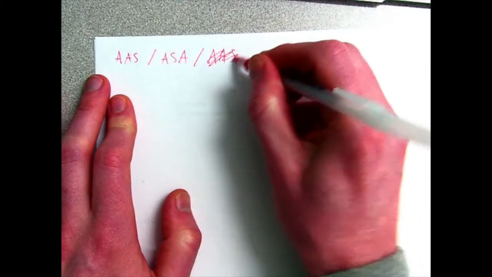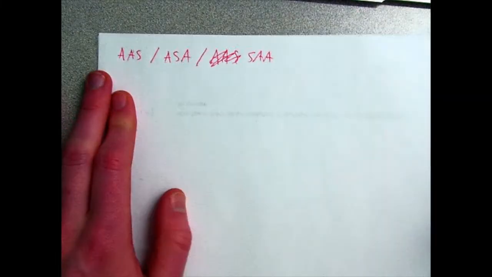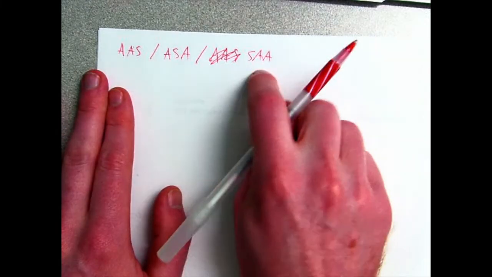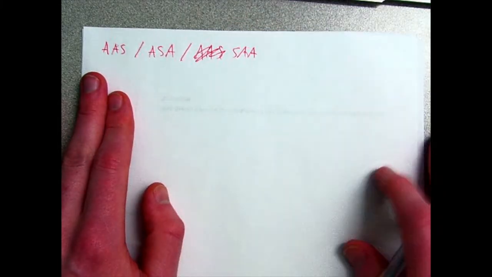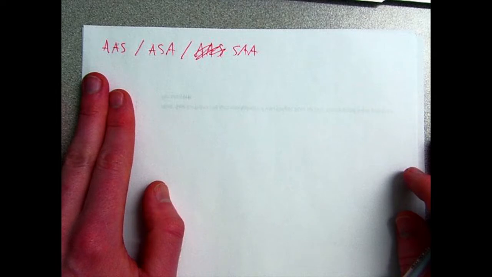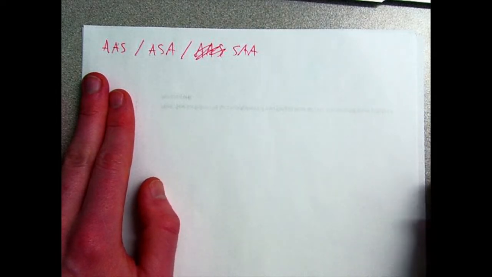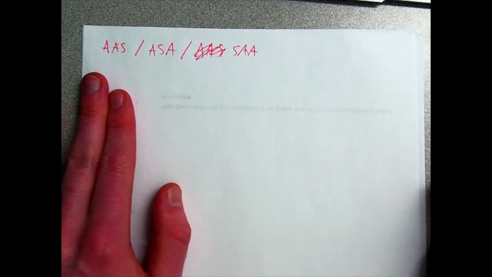It doesn't matter if the side you're given is in between the two angles or not. Oops, I meant to write SAA here. Anytime you're given two angles and a side, you use the law of sines, and you get the remaining sides and angles of the triangle. You did that in the first homework that you took after the quiz.